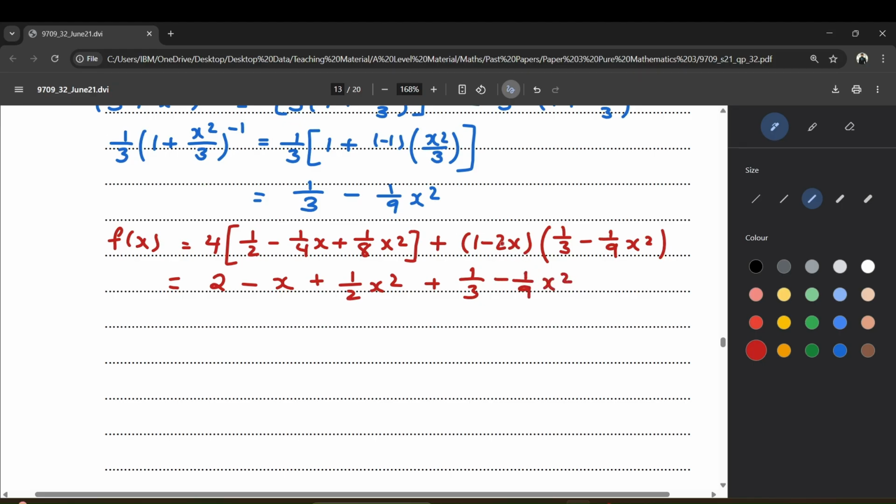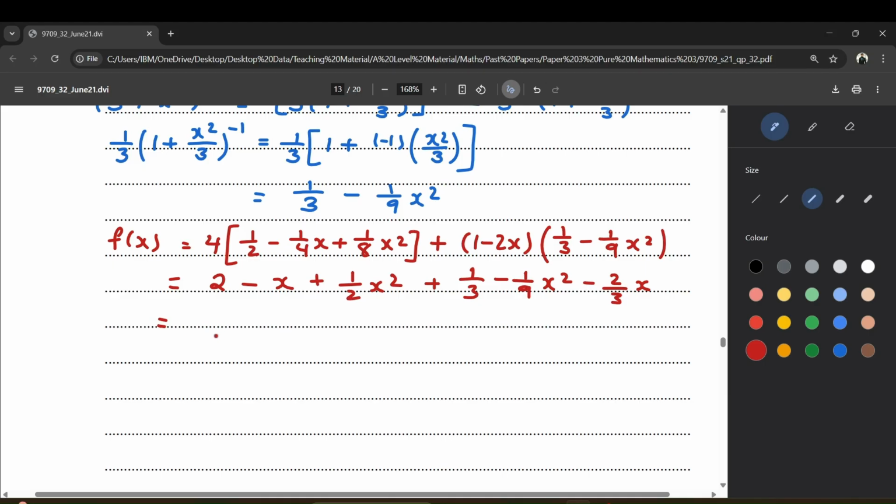Okay, then minus 2x times 1 upon 3, that will be minus 2 upon 3x. Okay, and that's it. So I'm not going to do the fourth term. Now collecting like terms, so half x square minus 1 upon 9. Okay, so we have half x square minus 1 upon 9x square. Let me work this out.